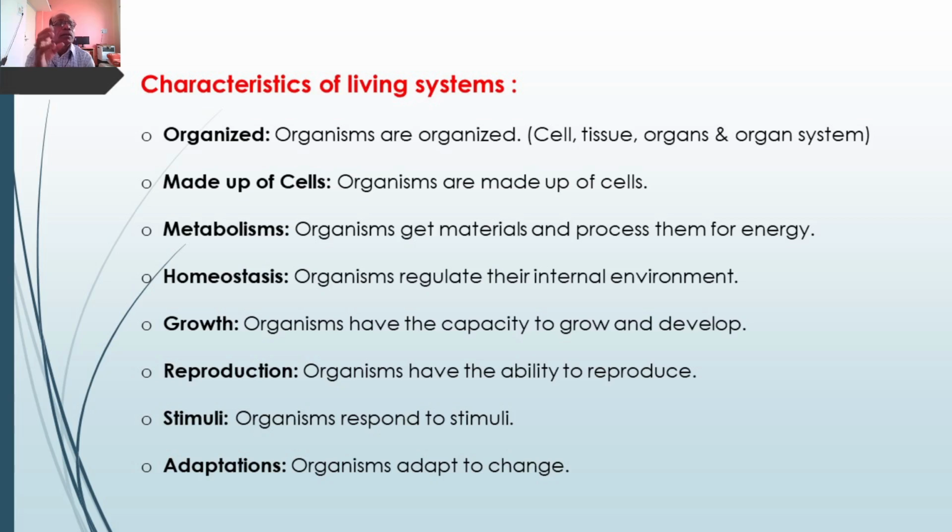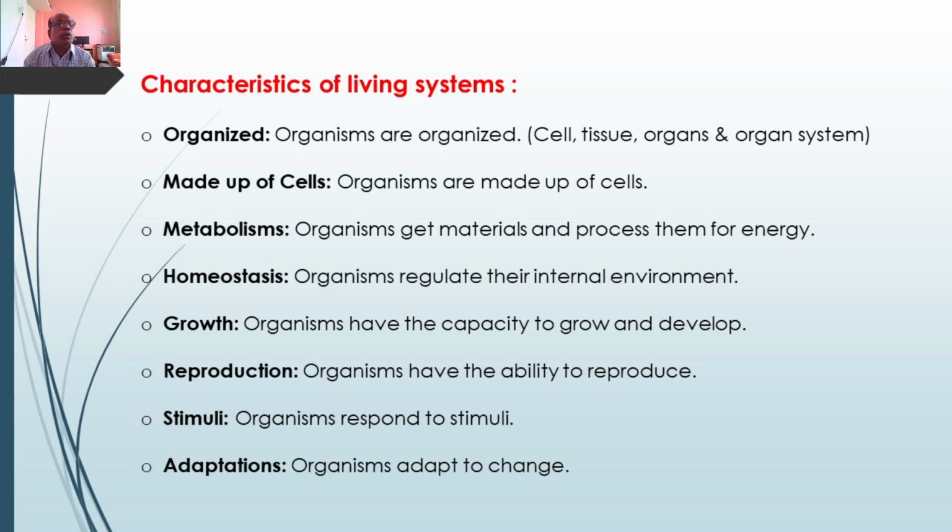So whatever the functions performed by the body needs energy, for example for movement. This energy will be supplied by the cell itself through the process, that is metabolism. So metabolism is also one of the important characteristics of the living system or a living organism. Organisms get material and process them in the cytoplasm of the cells where it is transformed into energy.